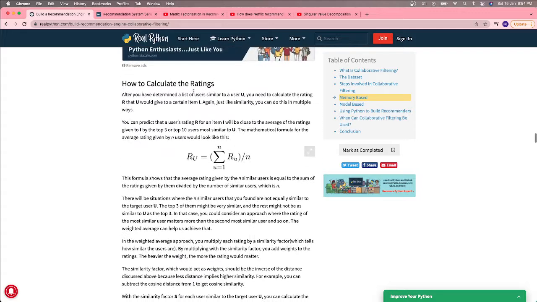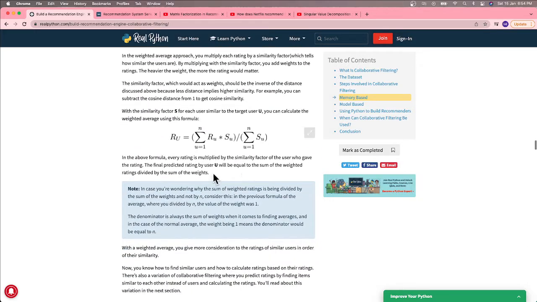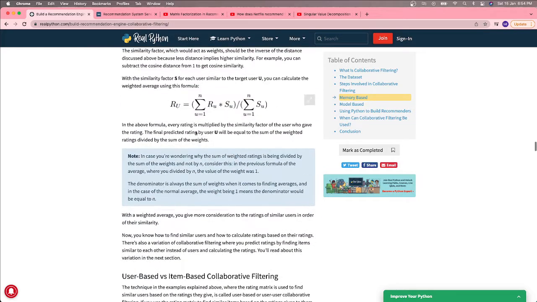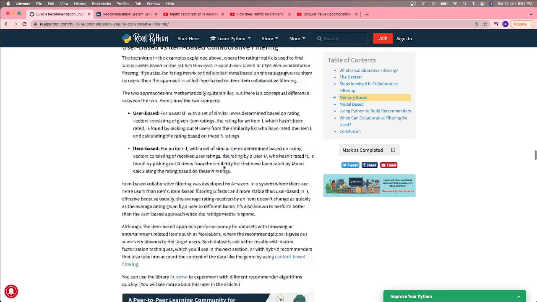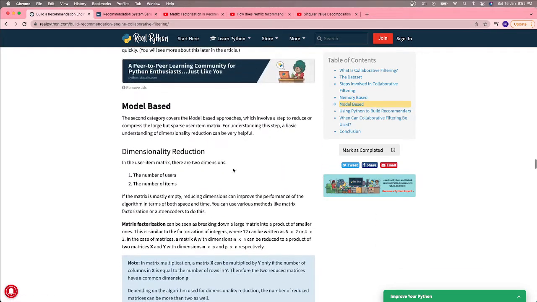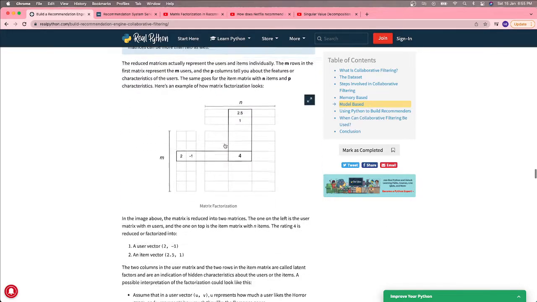And similarly, we can calculate the rating as well, as I said. Two ways: either just the average rating of similar users, or a weighted average based on the similarity of users. So if I have five users, I will give higher weight to the closest user. That is collaborative filtering in a nutshell. Then second is model based. In this, the key idea is matrix factorization.